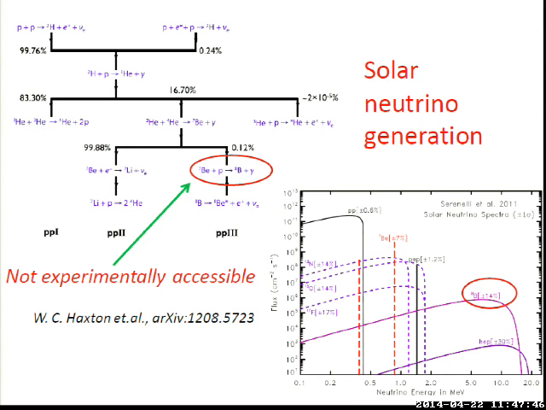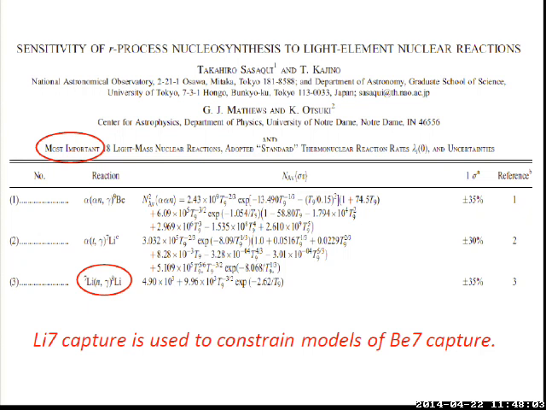So that's why people want to improve the theoretical models, either to predict that or to make a connection between the high energy data and the low energy cross section. And that's what we want to do also. So that's for the beryllium 7 capture.